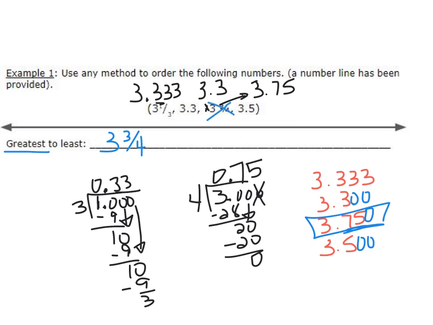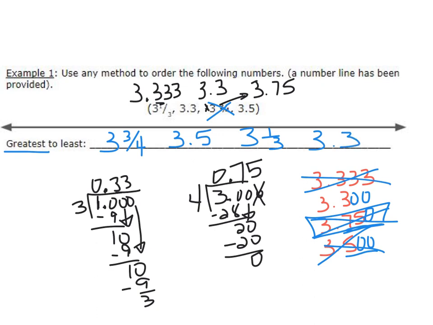So we got that one. Then the next one is 5/10, so it's going to be 3 5/10. The next one is 3 3/3, so 333, so that's going to be 3. Oops, it's going to be 3 1/3. And the last one is going to be 3 3/10.